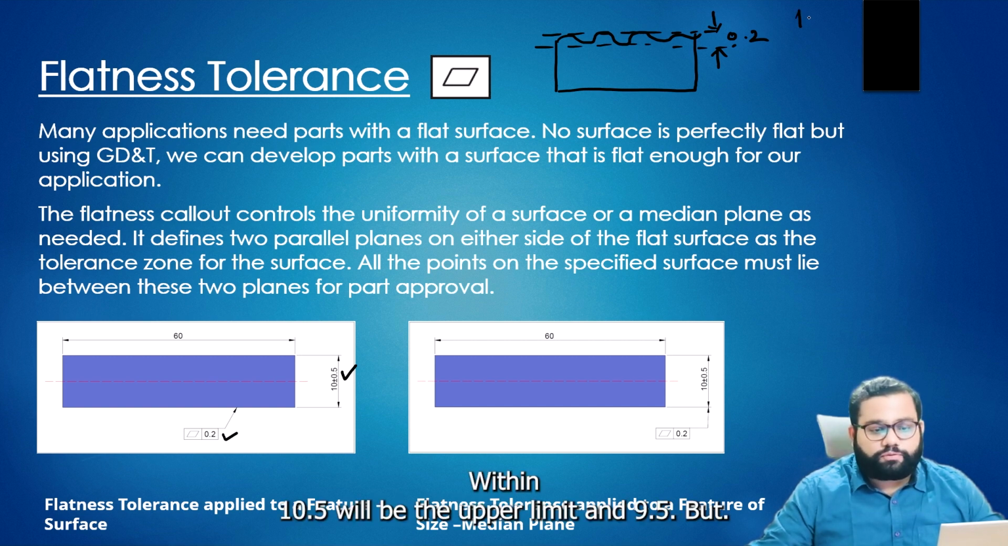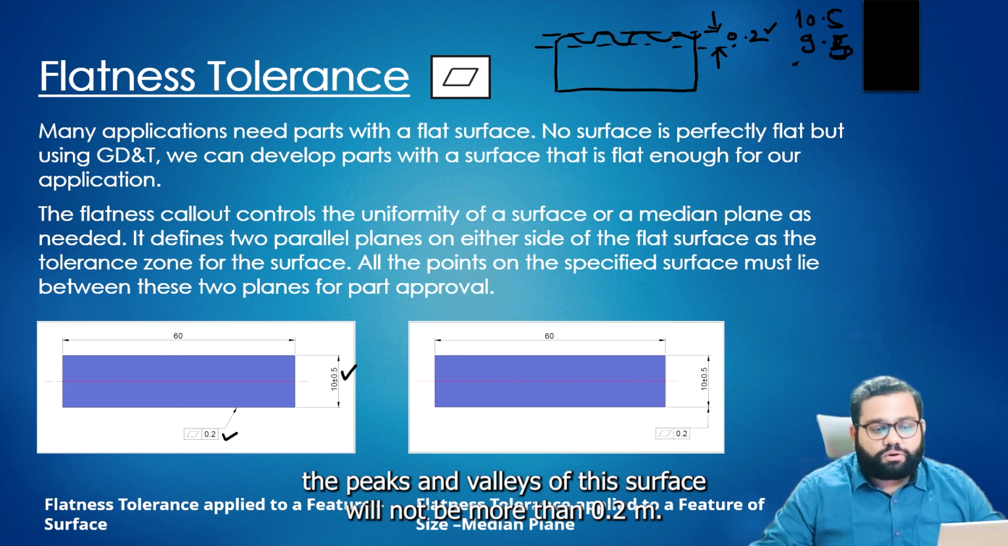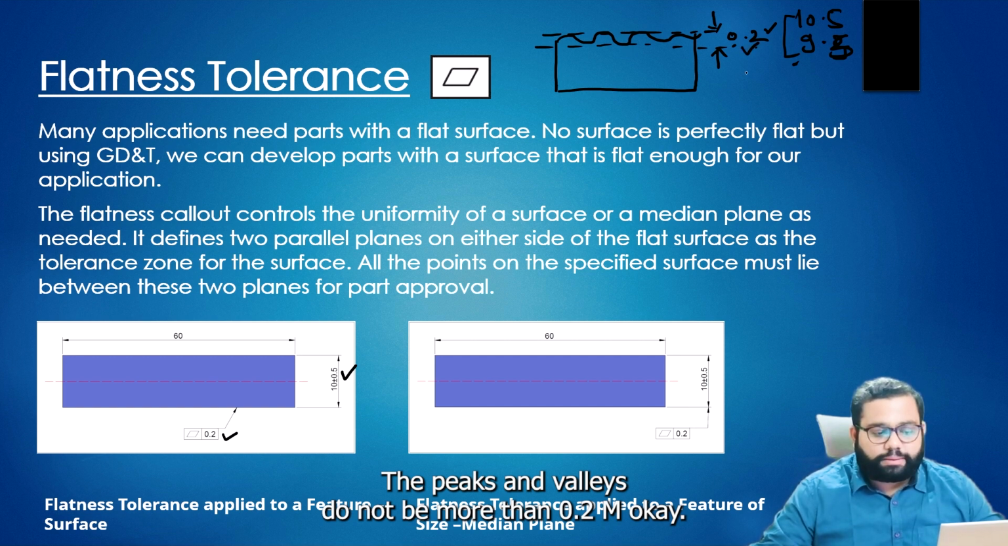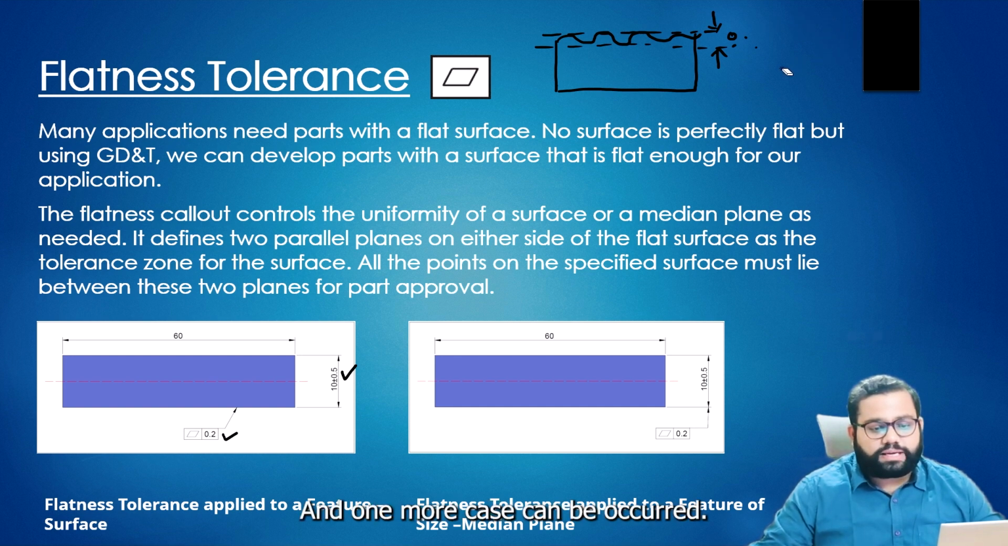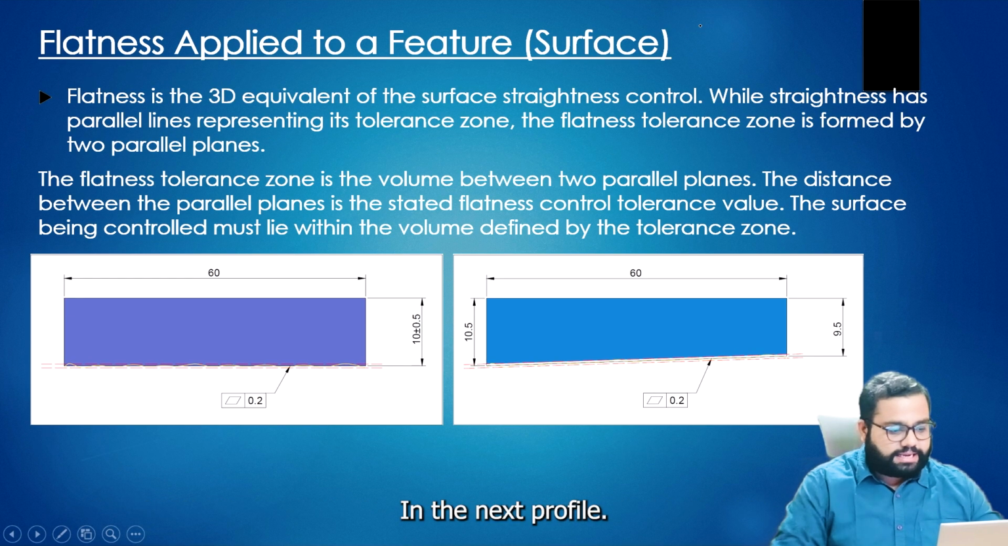Within 10.5 as the upper limit and 9.5 as the lower limit. But the point is that, within the tolerance zone, the peaks and valleys of this surface will not be more than 0.2 mm. It can be anywhere between these limits, but the peaks and valleys must not be more than 0.2 mm. It can be like this also. And one more case can occur. In the next profile.